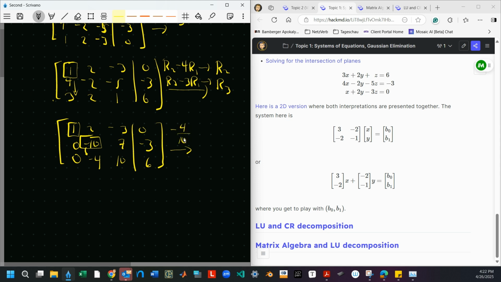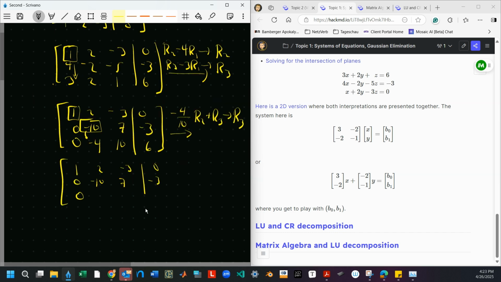right? So that's going to give me whatever it gives me, right? Row 2 plus row 3, and that's going to replace row 3, right? So let's just think about what that actually gives us. Okay, so 1, 2, minus 3, 0 here, right? 0. I'm not changing this one again, so minus 10, 7, minus 3, 0.